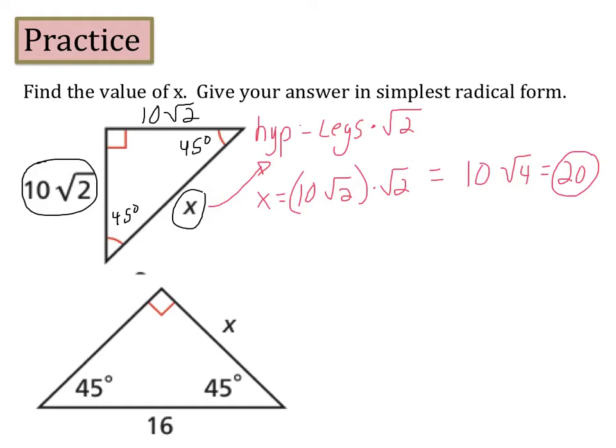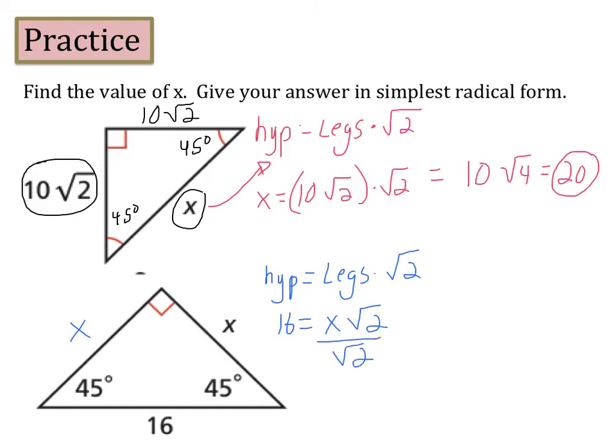Okay, for the next one, we have our two legs here, which are the same, and we know that the hypotenuse equals the legs times the square root of 2. The hypotenuse is 16, the legs are x, and we're solving for x. So, divide both sides by the square root of 2, then we're left with x equals 16 divided by the square root of 2.